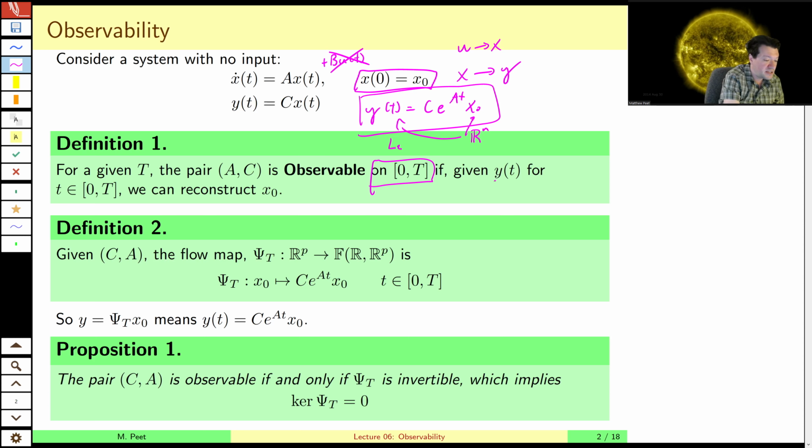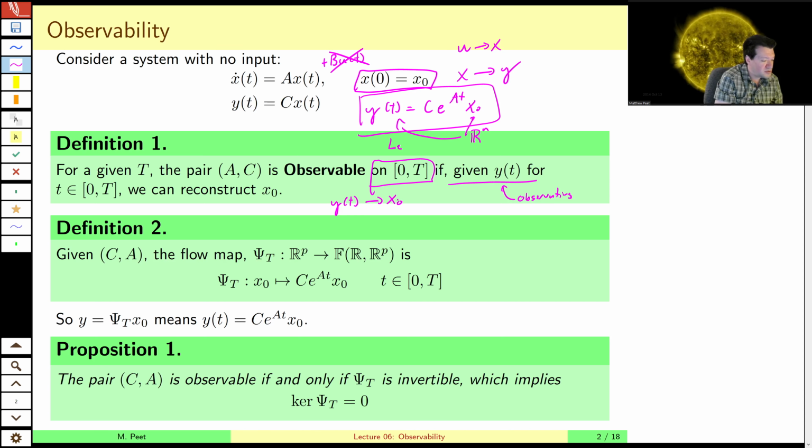And so the idea is, given observations on that finite interval, for a given initial condition, can we reconstruct what the state was that created that output? So based on those observations, can we figure out what that initial condition was? If that initial condition, for example, has no effect on the output, that state will not be observable. That makes intuitive sense.